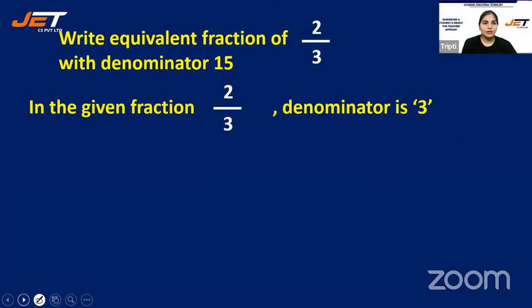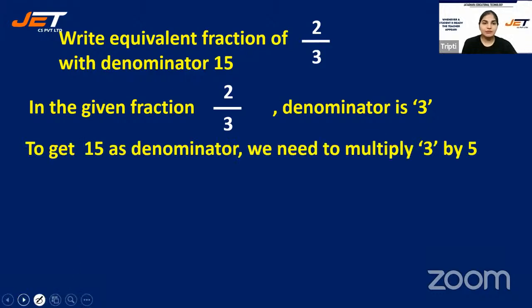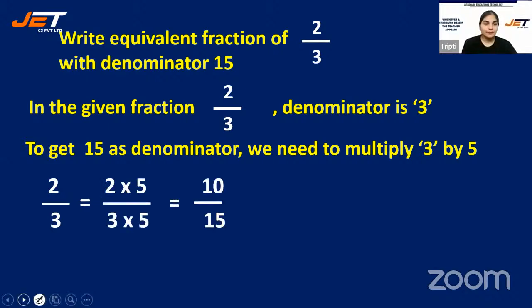Here again, you need denominator as 50. So 3 times what will be 15? 3 times 5 will be 15. That means I need to multiply the numerator and denominator both by 5.